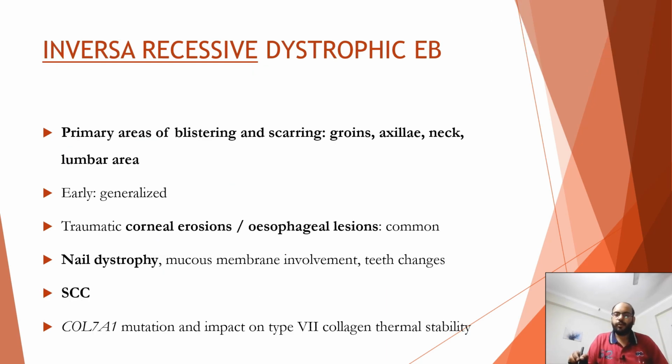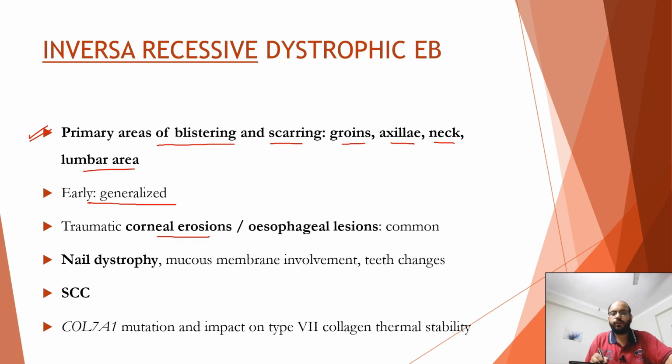Inversa recessive dystrophic EB, or inverse recessive dystrophic EB. In the inverse form, the primary areas of blistering and scarring occur on groins, axilla, neck, and the lower back area. So mostly we have seen that in dystrophic epidermolysis bullosa, you have involvement of the acral areas, isn't it? More trauma-prone sites. But in the inverse form, you have involvement of the central area of the body, like groins, axilla, neck, and lower back area. It starts as generalized blistering and scarring, but as the child progresses through age, it becomes more and more localized to the central part of the body.